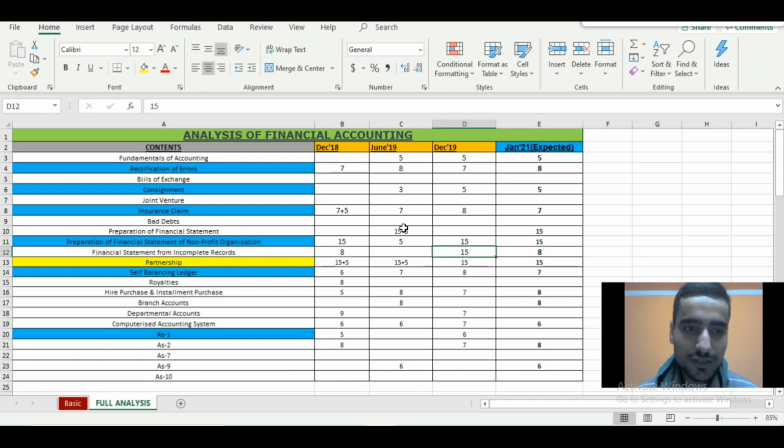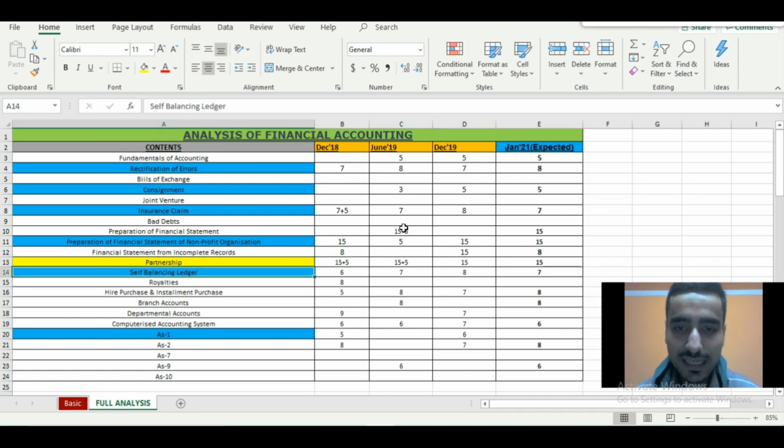Coming to financial statements from incomplete records, it has been asked in December 18 for 8 marks, then in December 19, 15 marks. So I think it will either be of around 8 marks, or they will not ask a question from incomplete records. So there are 80-20 chances, right? Now coming to partnership, I will tell you in the last.